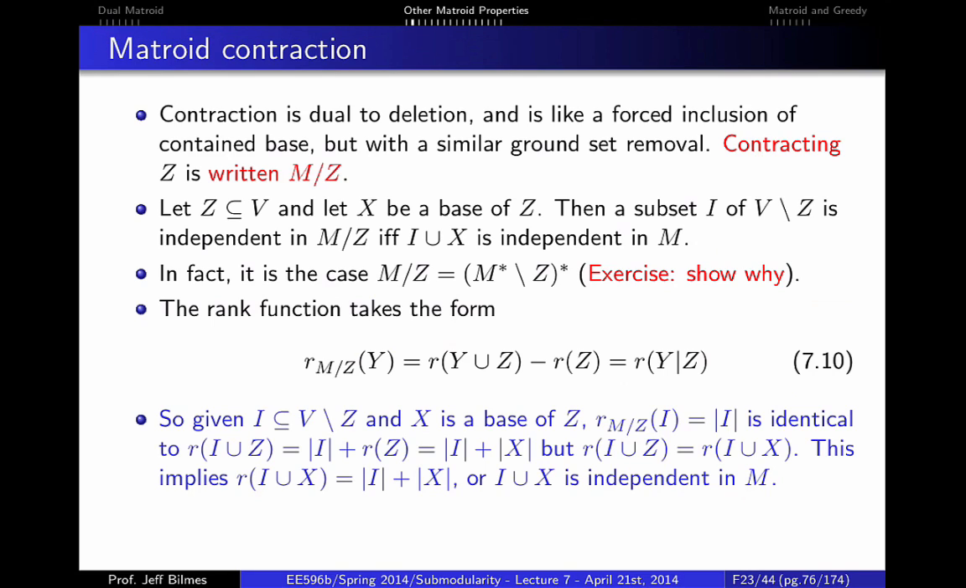So now let's define, again, what it means to be independent. If you're choosing a particular I, which is a subset of the complement of Z, and X is a base of Z, then the notion of I being independent is identical to R of I union Z being equal to the size of I plus the rank of Z, but the rank of Z is equal to the size of X because X is a base of Z. But we also know that since X is a base of Z in the original matroid, the rank of I union Z is equal to the rank of I union X, since nothing beyond X is going to increase the rank. And so this gives us essentially the following: independent in this contracted matroid corresponds to the rank of I union X equaling the size of I plus the size of X. Okay?